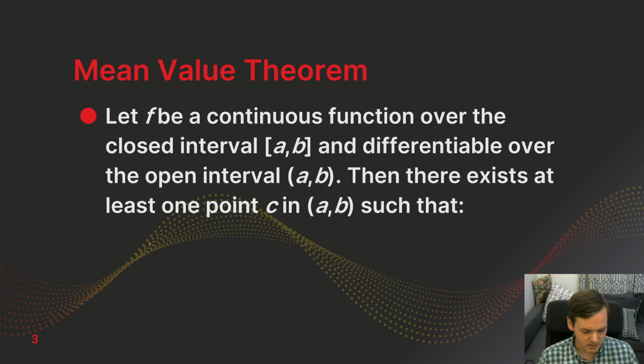Then we know that there exists at least one point c in (a, b) such that this expression stays true. So the derivative at c equals f of b minus f of a over b minus a. So in other words, there's at least one point c where the slope is equal to the average slope.